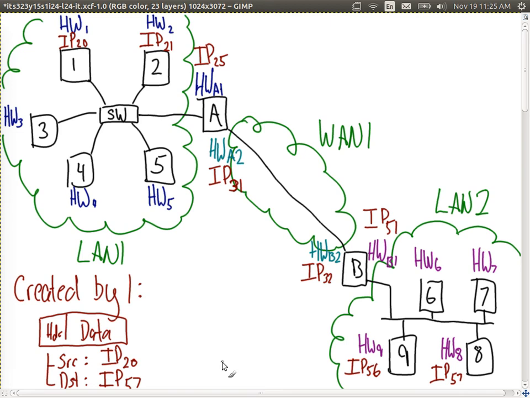Okay, so IP stands for the Internet Protocol. We create an IP packet, also called an IP datagram. The source will be that of computer 1, IP20. The destination will be that of computer 8, IP57. And then, where do we send this datagram? Where should computer 1 send this datagram? Who's going to get it next?